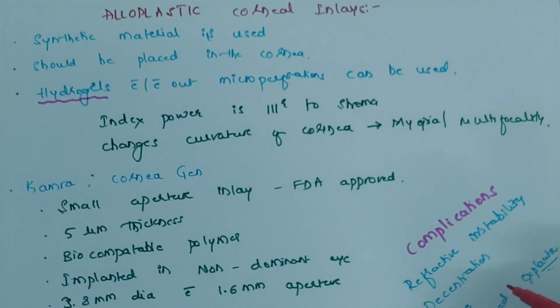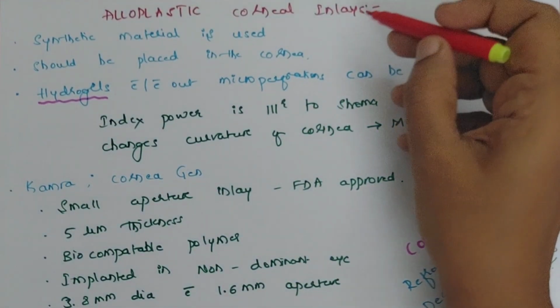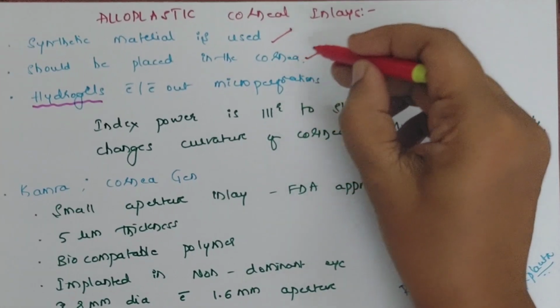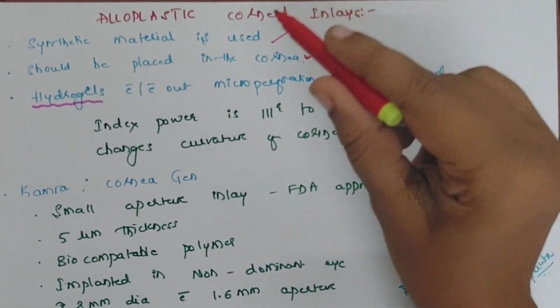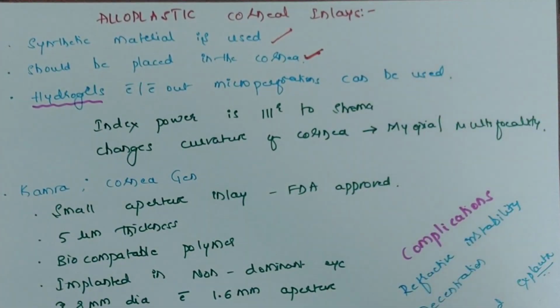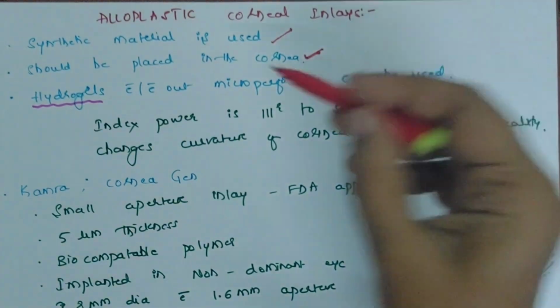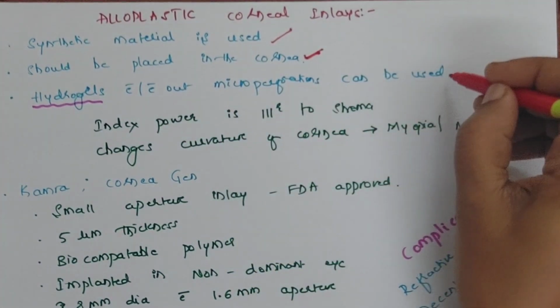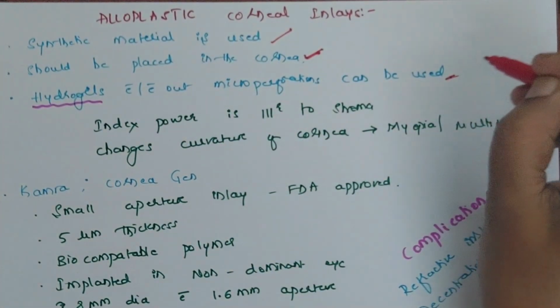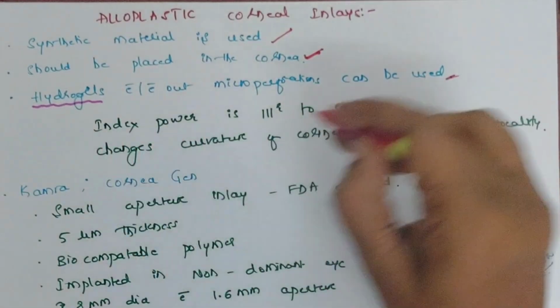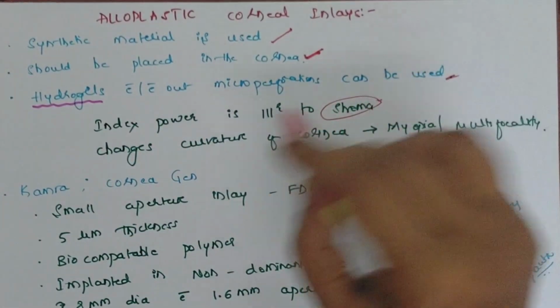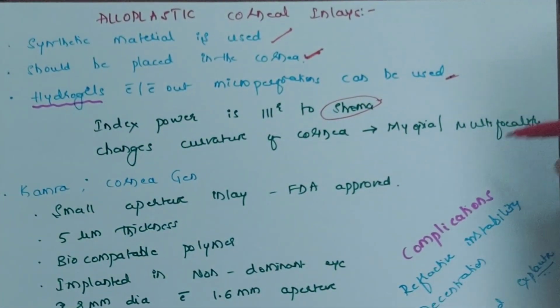So this corneal inlays can be alloplastic corneal inlays. Here the synthetic material is used. This should be placed in the cornea. So if you place it over the cornea, the epithelial healing can be a problem. Here the hydrogel with or without the microperforation is the substance which is used. The index power of this hydrogel is similar to that of the stroma, but it changes the curvature of the cornea, thereby leading to myopia or even the multifocality.